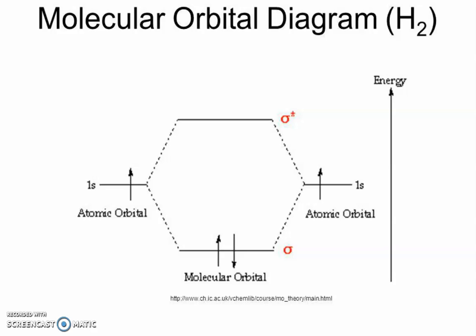So you can see the formation of the H2 molecule and its molecular orbital diagram. The atomic orbital of one hydrogen and the atomic orbital of another hydrogen form molecular orbitals, sigma and sigma star. Sigma is known as bonding, sigma star is known as antibonding.